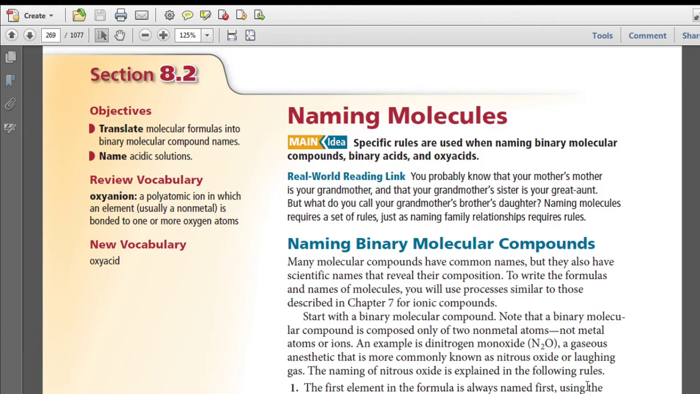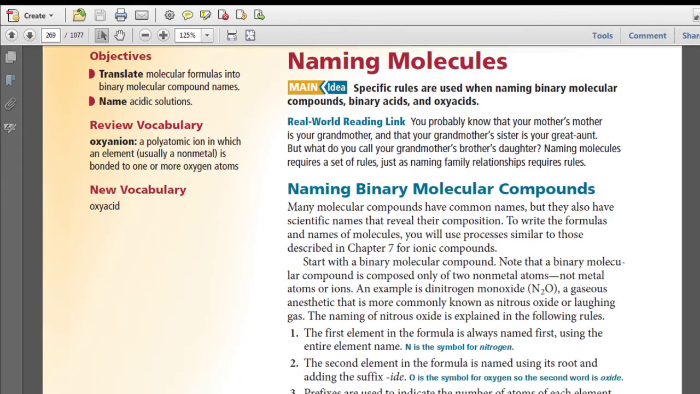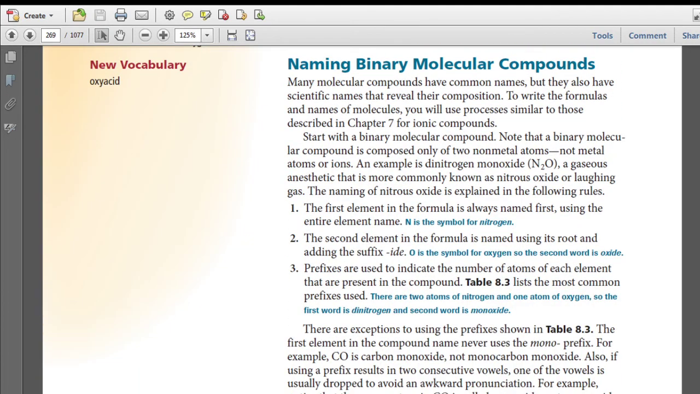Section 8.2, Naming Molecules. The objectives of this lesson are to translate molecular formulas into binary molecular compound names and name acidic solutions. Some vocabulary to review is oxyanion, and some new vocabulary will be oxyacid. Many molecular compounds have common names, but they also have scientific names that reveal their composition.